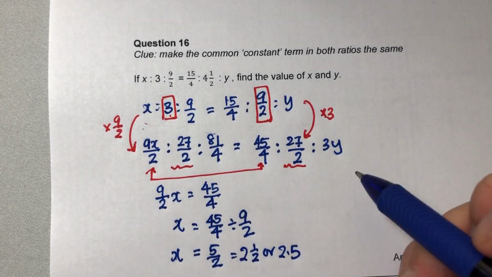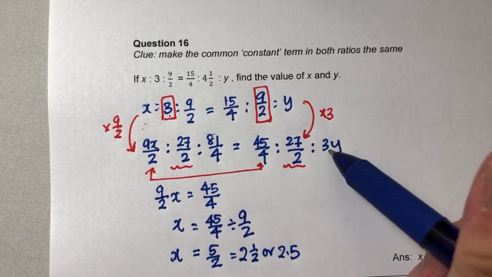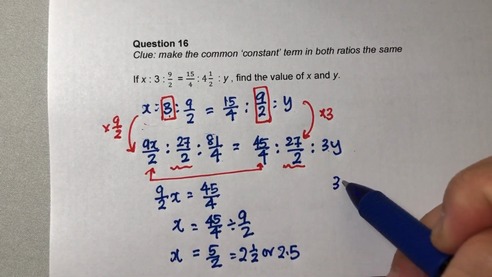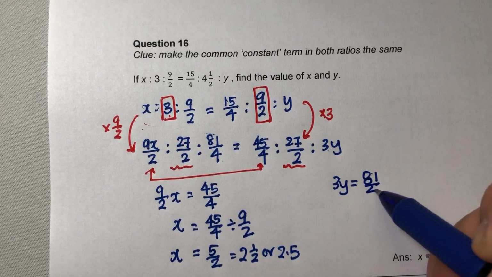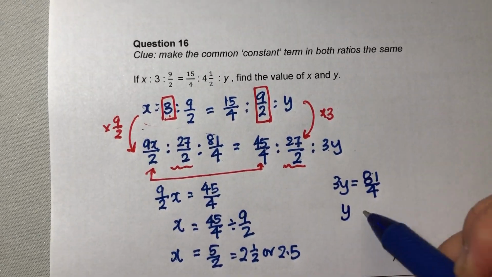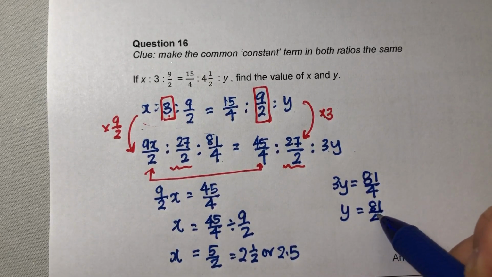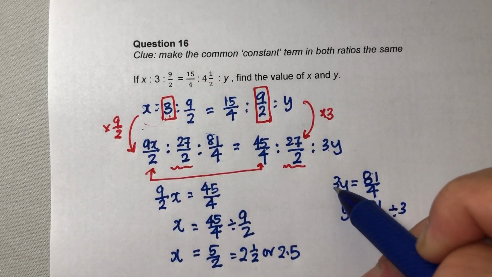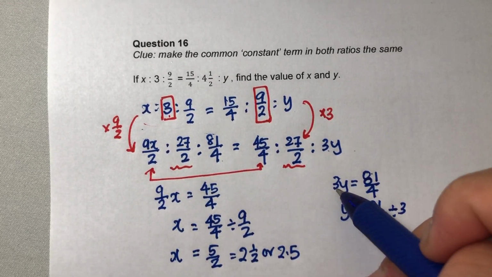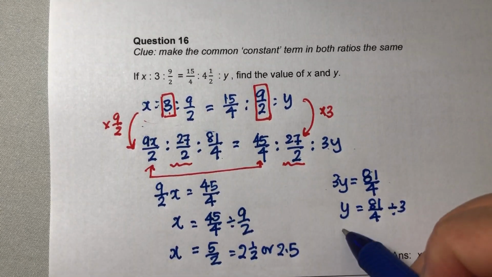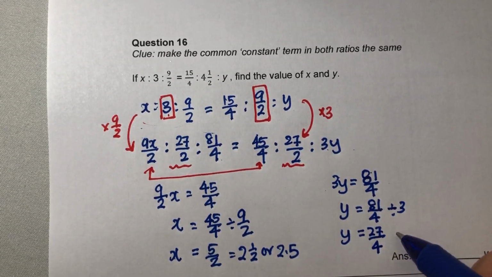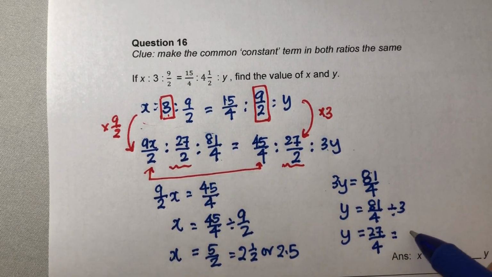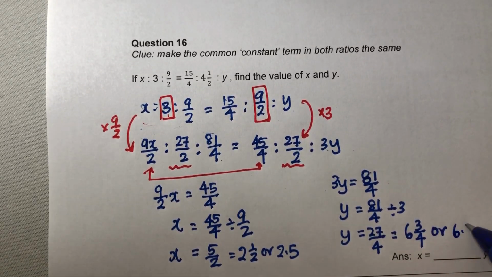Down here, we have the 3y to handle. So 3y is equal to 81 out of 4. And so y will be 81 out of 4 divided by 3, so that we can get rid of the 3 here. This is 3 times y. So to remove the 3, we divide both sides by 3. So with this, y is equal to 27 out of 4, which can be written as 6 and 3 out of 4, or 6.75.